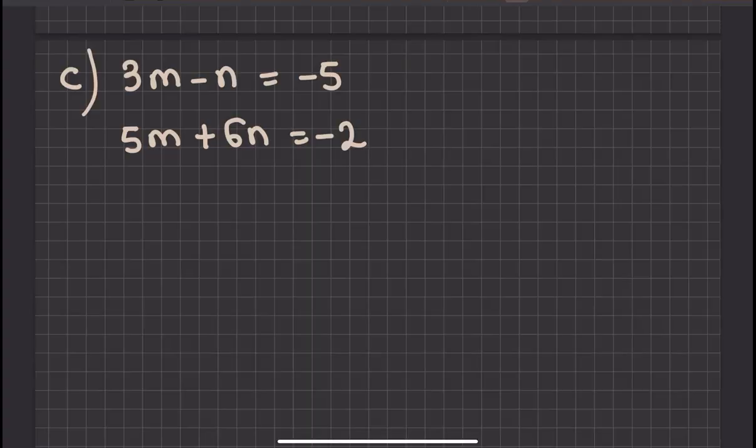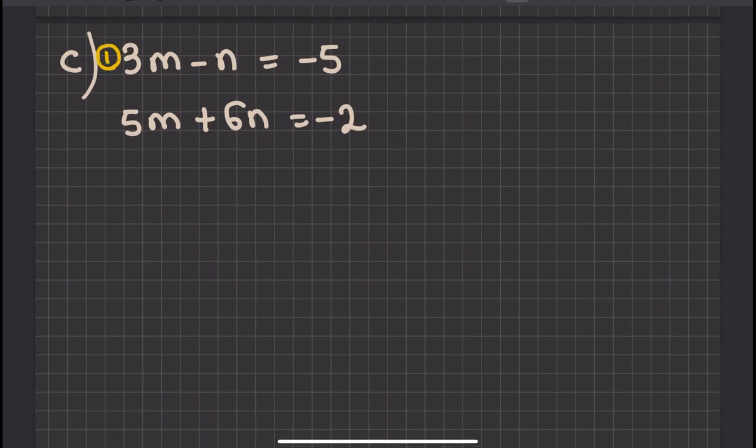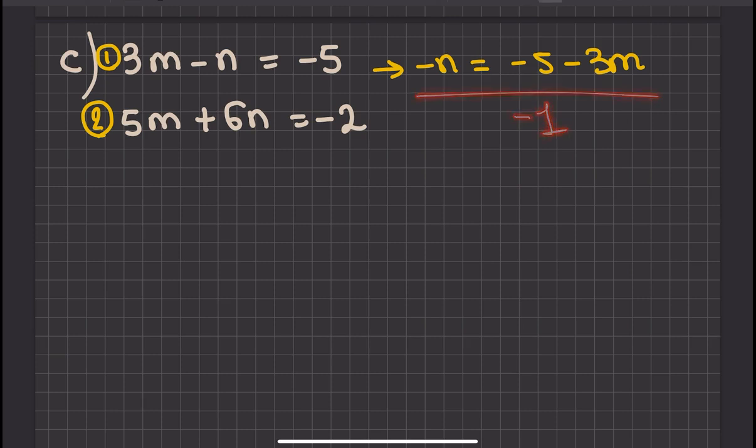So the next question is 3m minus n equals minus 5, and 5m plus 6n equals minus 2. The first thing I'm going to do is identify my first and second equations. When I look into the equation, I can see I can solve for minus n in the first equation. So I'm going to write down minus n equals minus 5 minus 3m. But I'm looking to solve for n, not minus n, so I'm going to divide the whole thing by minus 1. So it's going to be n equals 3m plus 5.